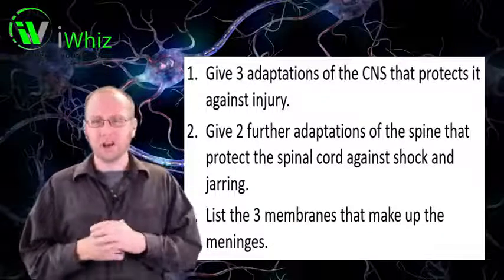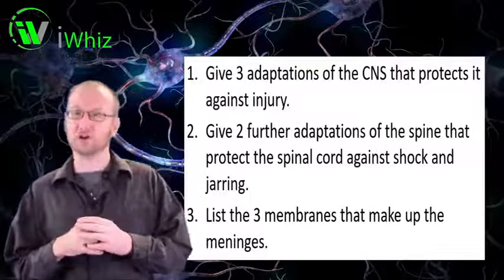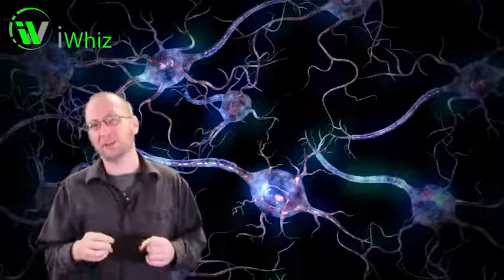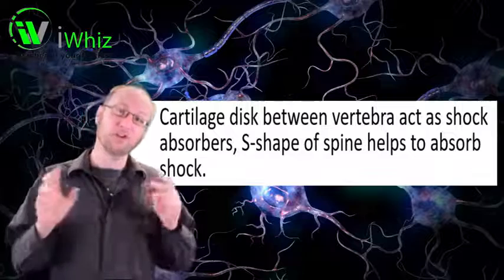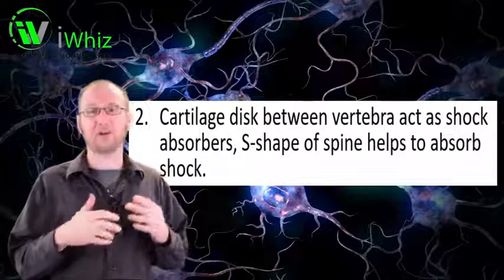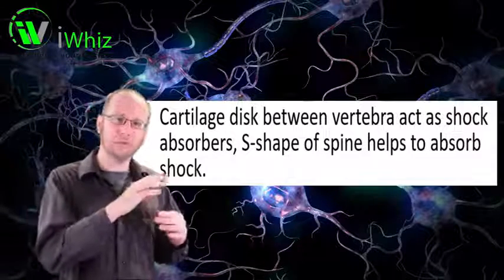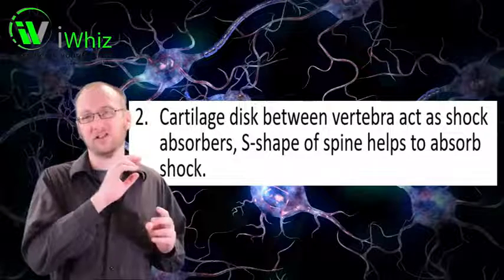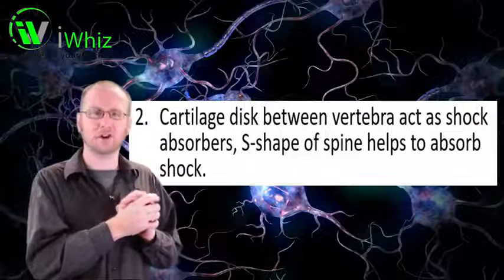Number 2, give 2 further adaptations of the spine that protect the spinal cord against shock and jarring. Okay, so this actually links back to question 1. We did already mention them. 1, the spine is S-shaped, so it can expand and compress, and this helps to protect it against shock and jarring. And the vertebrae of the spine are separated by cartilaginous discs, which also help to protect the spine against jarring and shock.